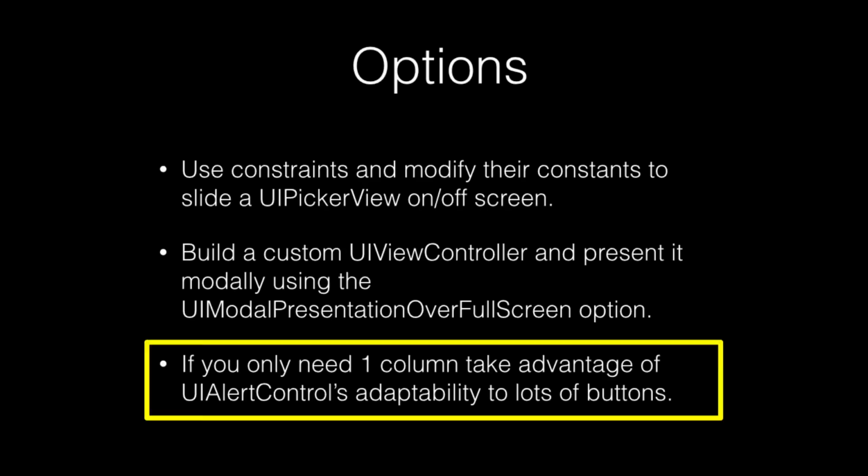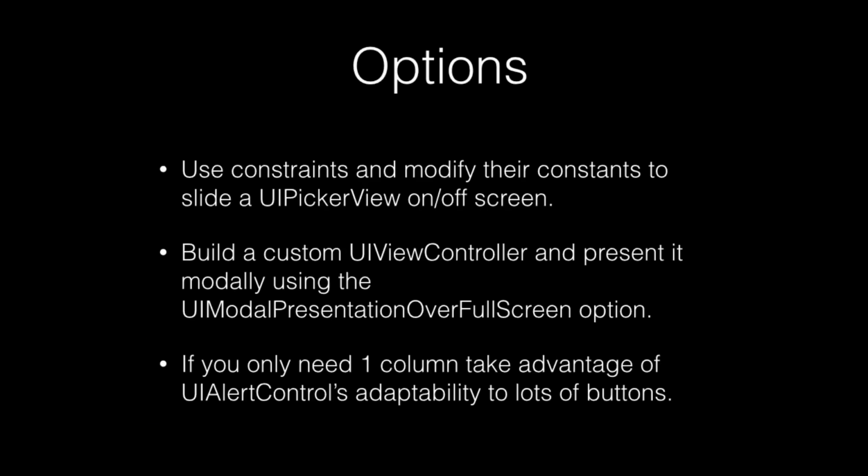Or if you really only need one column, you can take advantage of the fact that UIAlertController can handle lots and lots of buttons. And actually UIActionSheets could too in previous versions of iOS. I just think a lot of people didn't like the look. So we can take advantage of this to make this work. Let's take a look at the project file and at how this works in the simulator.